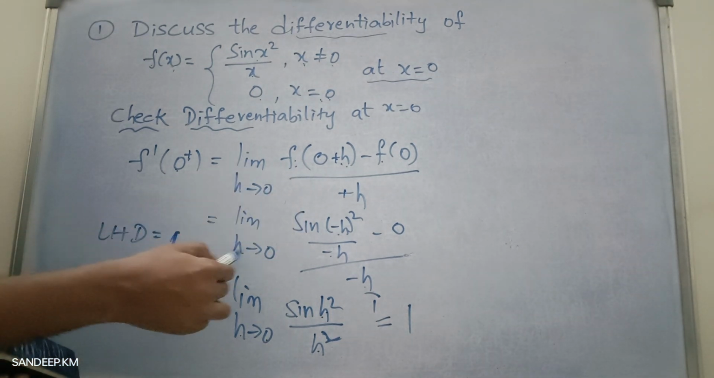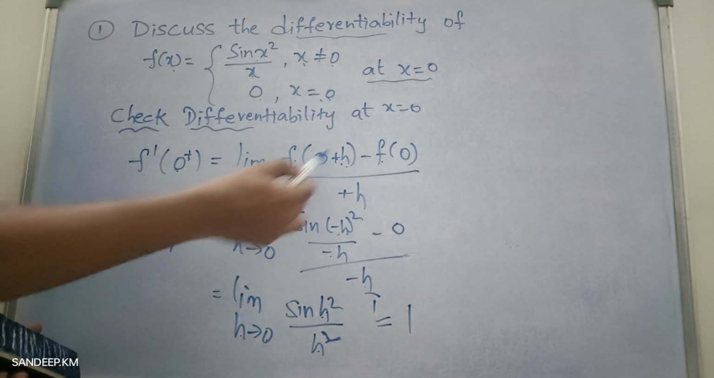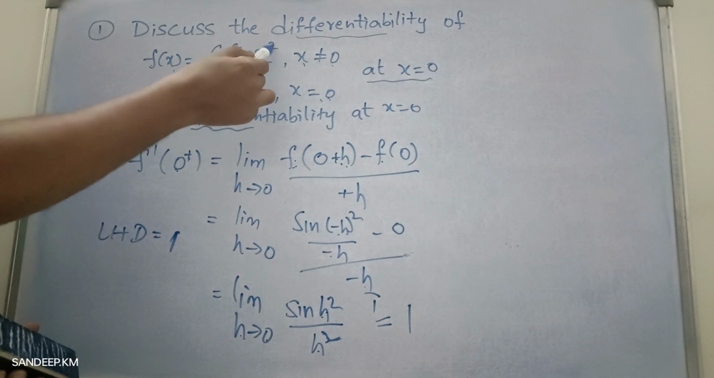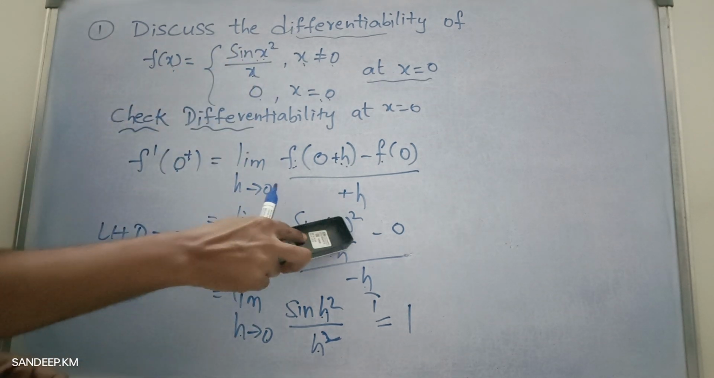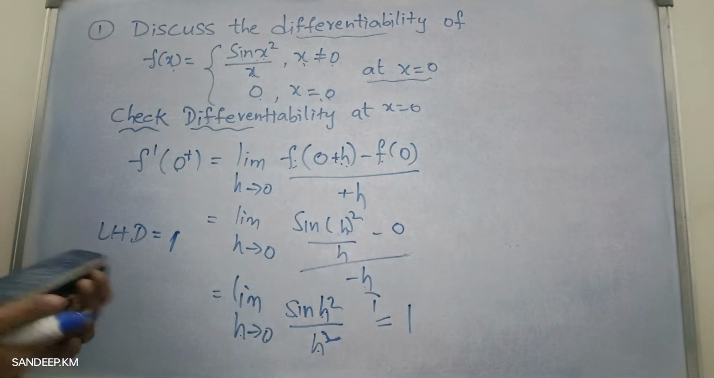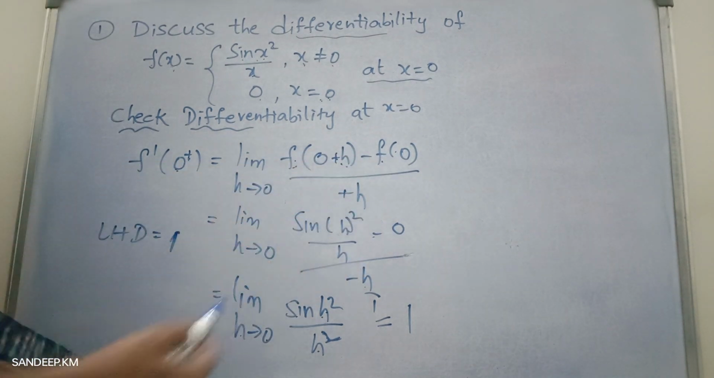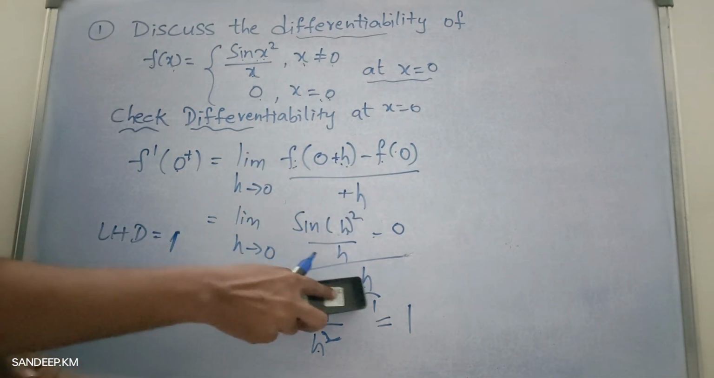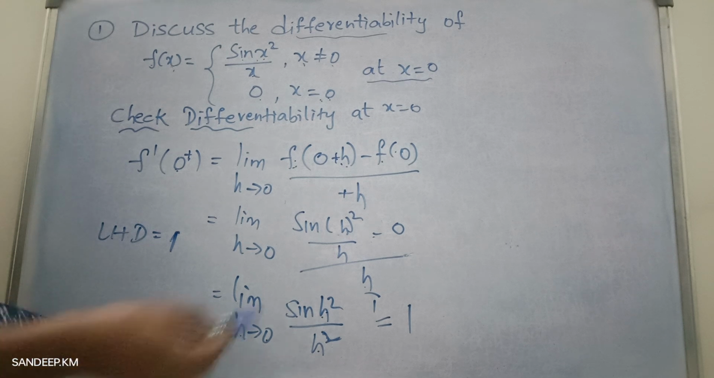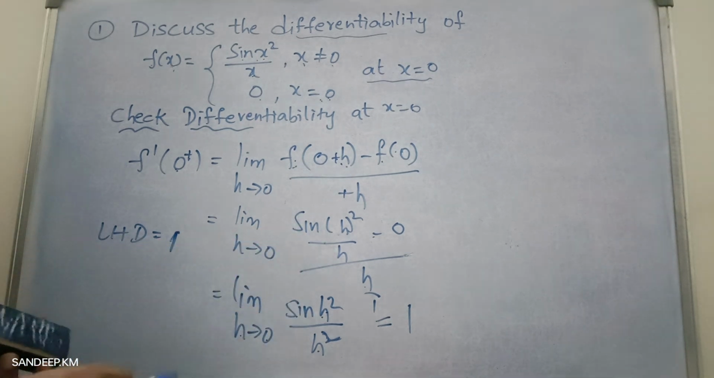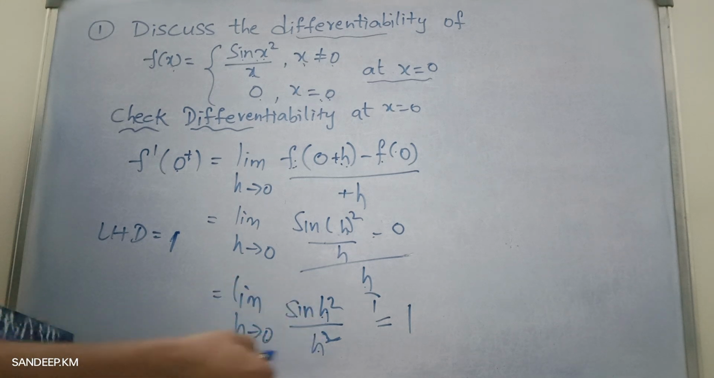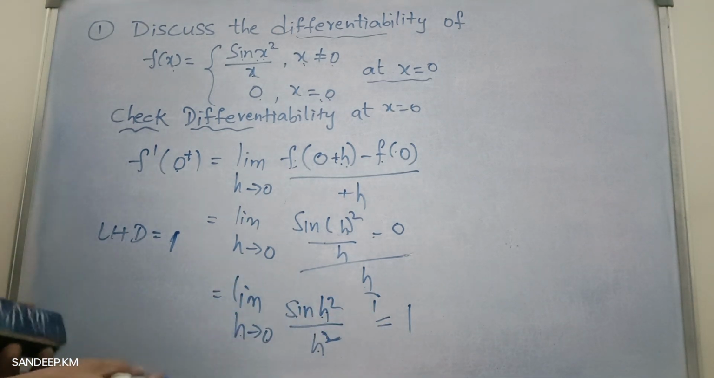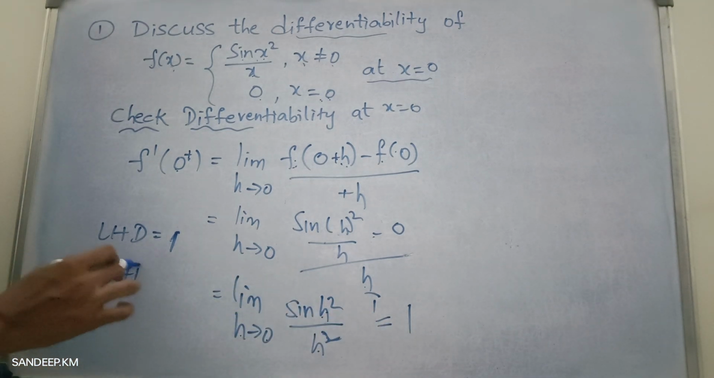So limit h approaches 0. So f of h means sin h square divided by h. So sin h square divided by h, minus f of 0 is 0, whole divided by h. Okay, now here what do we get? Here also we'll get the same thing. We'll get sin h square divided by h square. And from the limits concept we know that the value of this is also 1. So RHD is also 1, dear students.